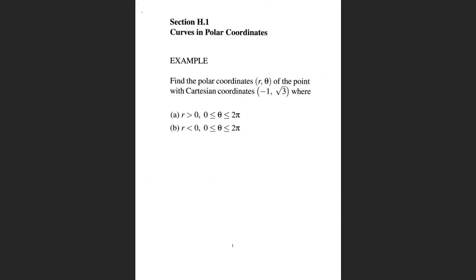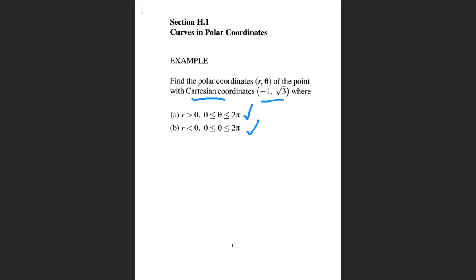Okay, so here we're given Cartesian coordinates (-1, √3), and we want to find polar coordinates. For the first polar coordinate, we're requiring that r is positive and theta is between 0 and 2 pi. For the second, theta is between 0 and 2 pi, but r is less than 0. The reason we have a restriction on the angle theta, and you'll see this in your homework as well, is that there's an infinite number of polar representations for a point in the plane.